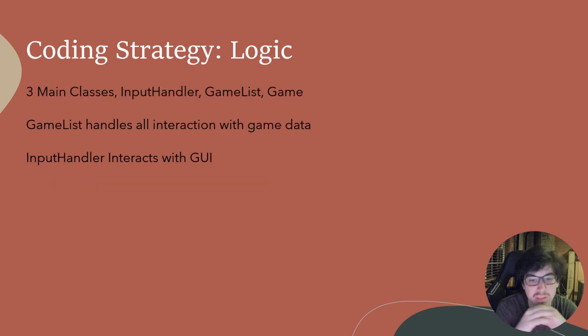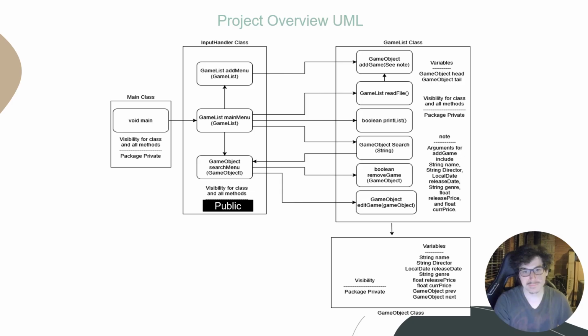I wanted to make the program with 3 main classes: the input handler class that would communicate with the GUI, the game list that would have all the functions and that would communicate with the game entries. The input handler would interact with the GUI. The game class would just handle the actual data. So this is how I planned to implement everything.